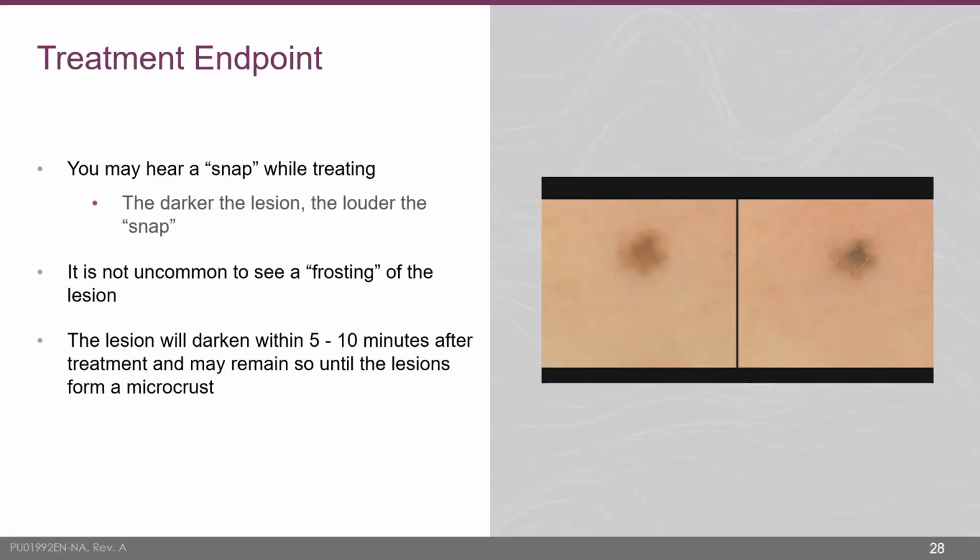The end point is you want to see that lesion go darker. If the lesion is particularly dark, you will actually hear a snapping sound when you fire the pulse. And again, particularly with darker lesions, you will also see some frosting. And as you can see on the image on the right-hand side, this lesion has definitely gone darker after firing the pulse, and there is a little bit of frosting around the edges of this particular lesion.